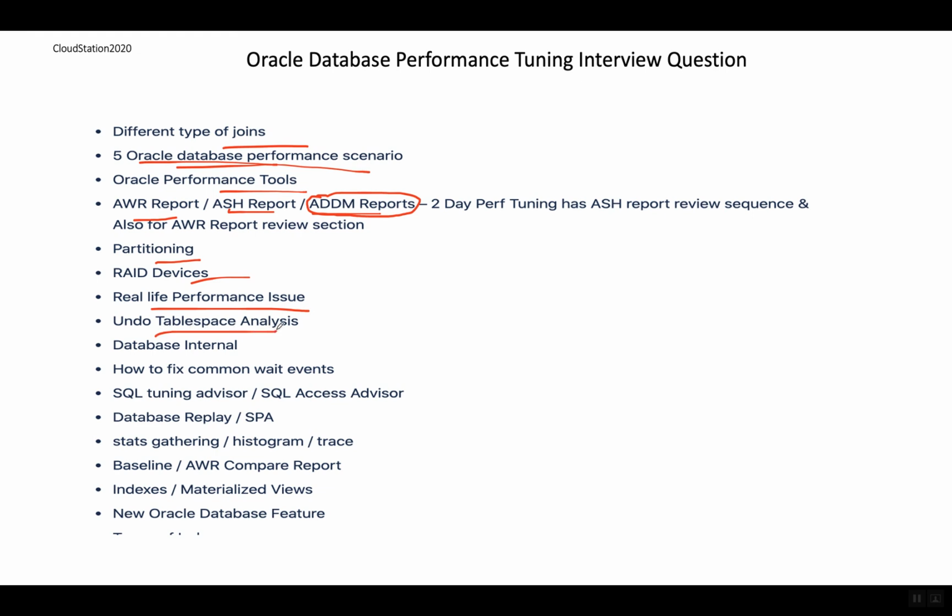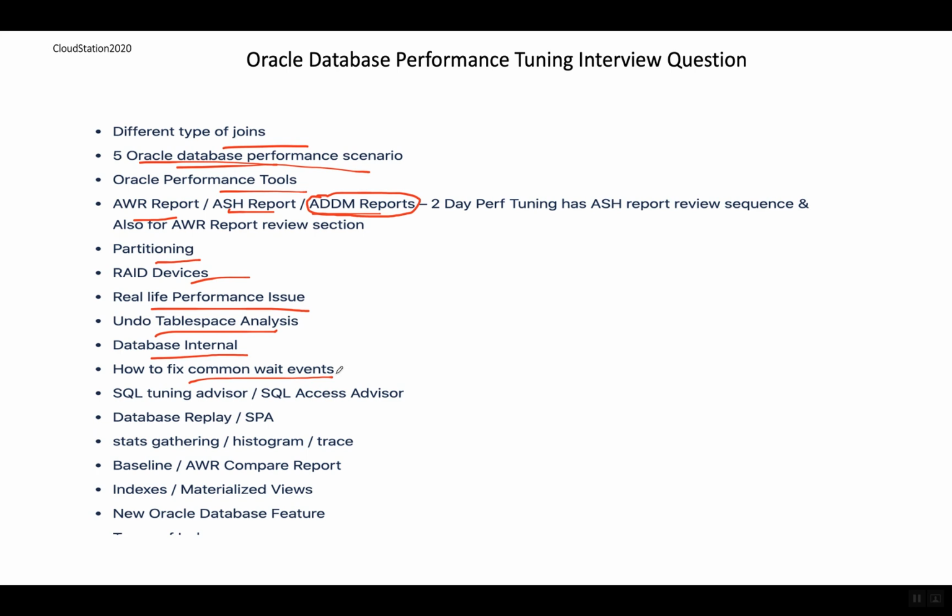You have to know undo tablespace analysis and how the undo tablespace works. That is still very important. Then you need to know database internals, like what SGA, PGA, TEMP, sorting, and deadlocks, ENQ, PCT free, PCT used, high watermark, and log writer, DB writer are. You should know these things. Checkpoints. Then how to fix common wait events.